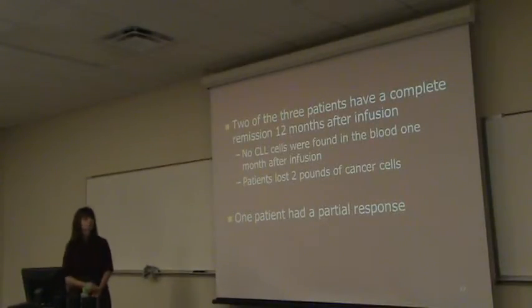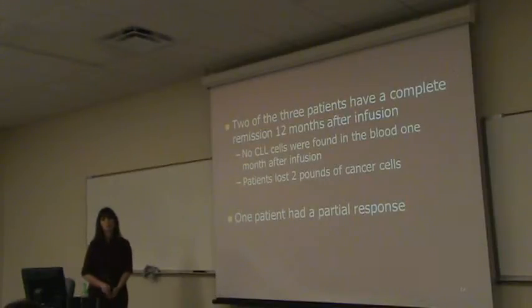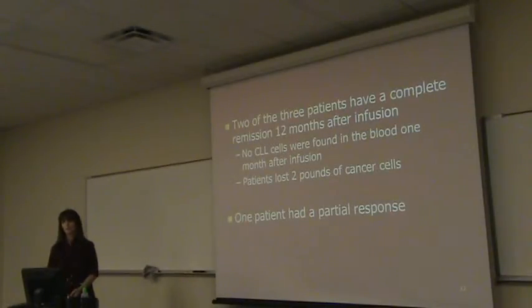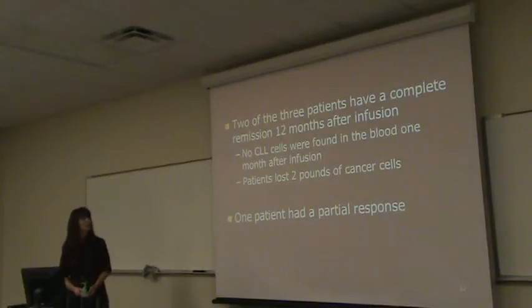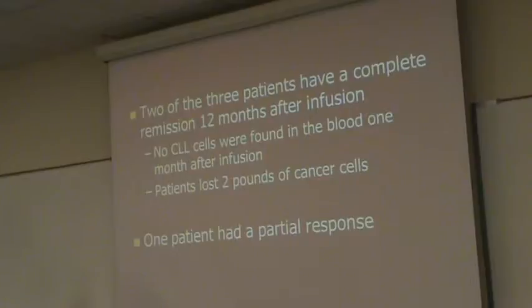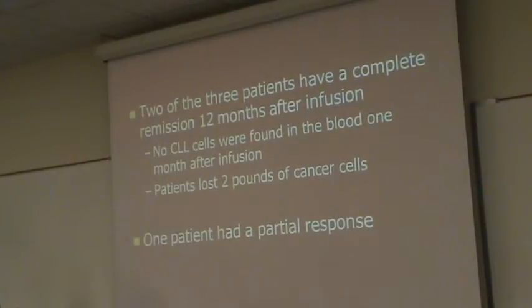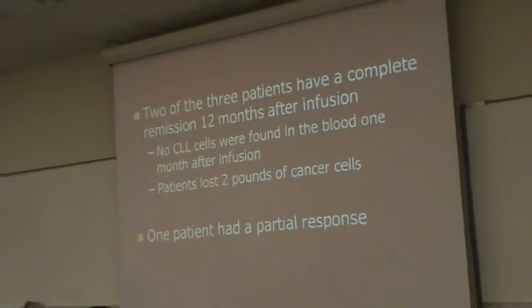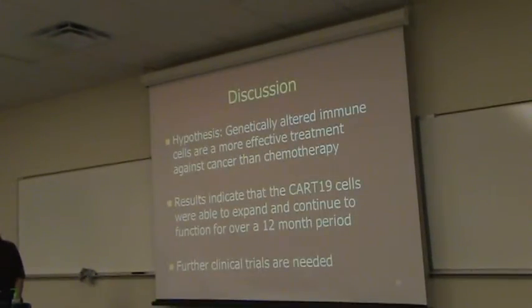One patient had a partial response. This was patient number 2, and during his symptoms of the tumor lysis syndrome, he was taken to a different hospital because he was experiencing cardiac dysfunction, and was given steroid treatments. And so researchers believe that the steroid treatment may have hindered the ability of the CART19 T cells to function as well as it did in the other 2 patients.